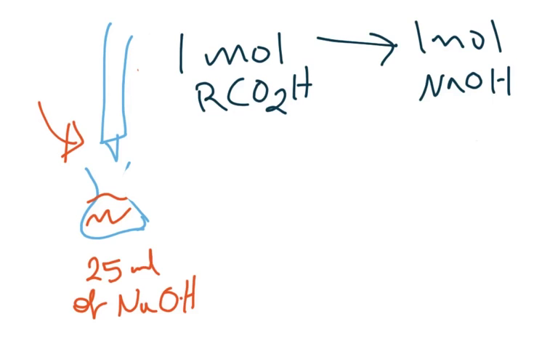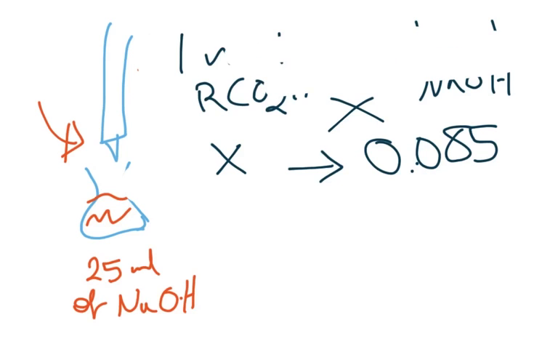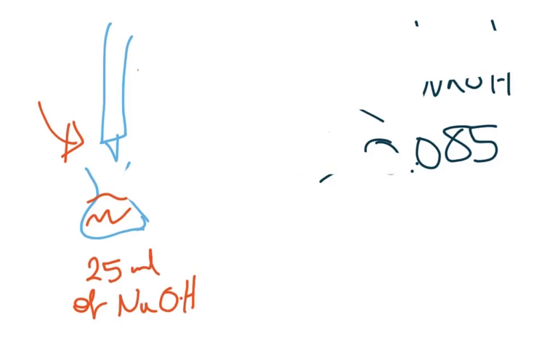So let's say that you have 0.02 moles. Okay, wait a minute. Let's say that you have 0.085 moles of... you should get something like this, like 0.085 moles in NaOH. Then you would have X and you can cross multiply. Okay, great. Now we found out how many moles we have.